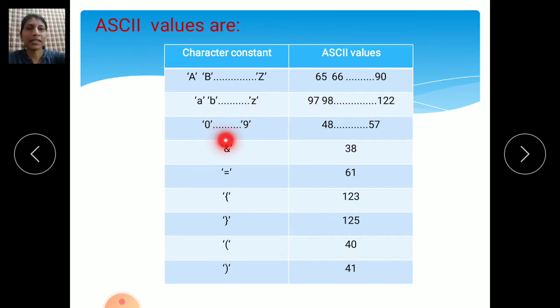Then digits, 0 to 9: 0, 1, 2, 3, up to 9. The ASCII value of 0 is 48. The digit 1 has ASCII value 49. The digit 2 has value 50. Like this, it increases. The value of 9 is 57.